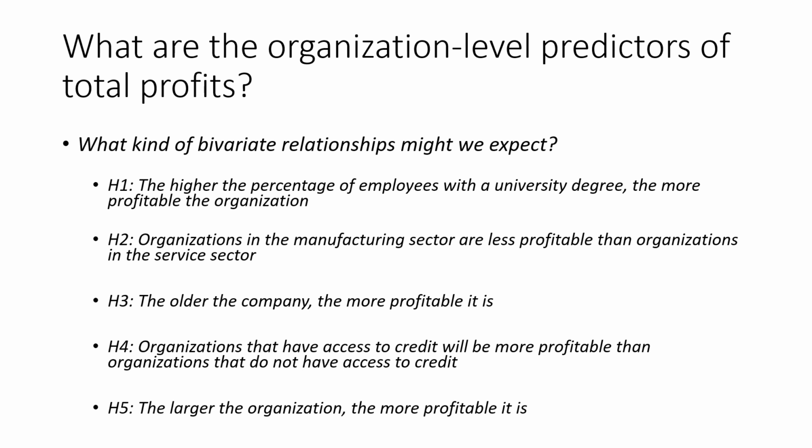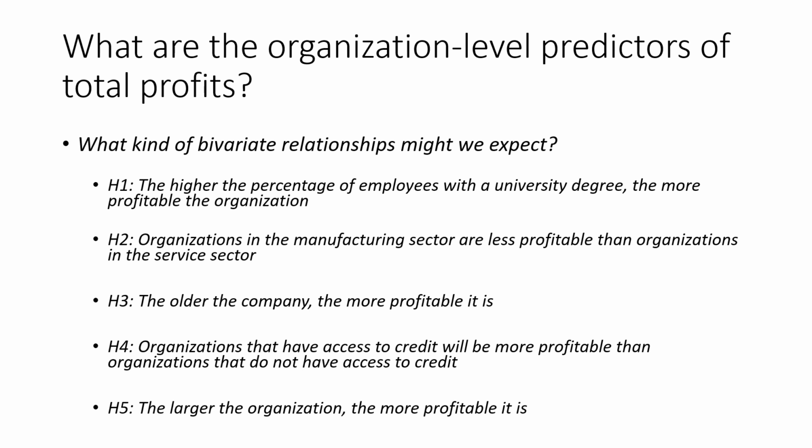H1, hypothesis 1, is the higher the percentage of employees with a university degree, the more profitable the organization. So this is based on the logic that if you have very skilled employees in your organization, it's likely to be more profitable. H2, organizations in the manufacturing sector are less profitable than organizations in the service sector.